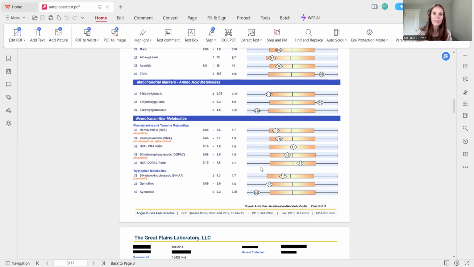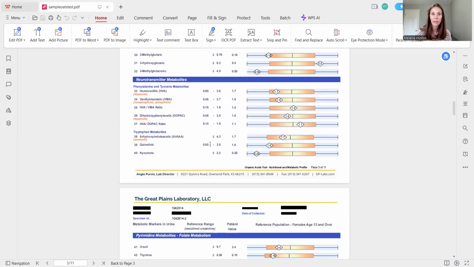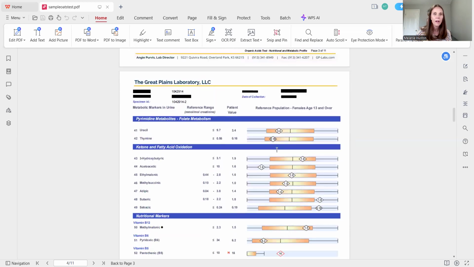And this alone isn't enough information. We need the genetics to put together with this to determine what's going on with your neurotransmitters. If I get this test back before genetics, I don't even look at this yet until I get that genetics so that we can put them side by side, and then we have a clear picture of what's happening. And then the next page, we've got your folate metabolism. This is another one where we need to correlate with genetics. And then you have your ketone and fatty acid oxidation.